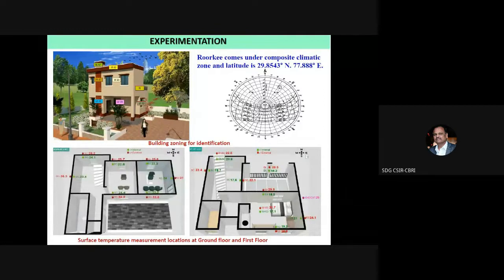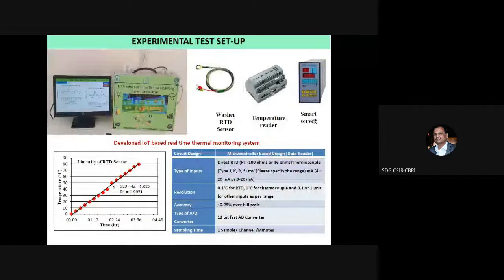So this is the latitude and longitude, and if you see the solar chart of Roorkee, we can see that in the month of peak summer the sun is nearer to the building and is giving more solar radiation than in the December month. This is the sun path diagram. For this temperature monitoring, an IoT enabled real time temperature monitoring system is installed, and temperature readers and thermometers are used, along with RTD sensors, in order to monitor the temperature.